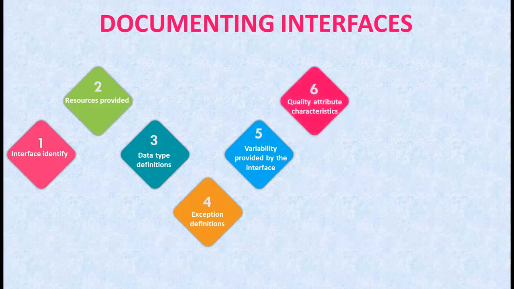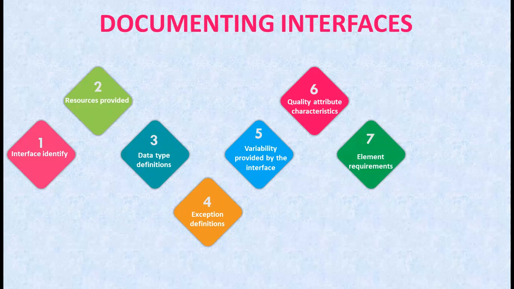Sixth one is quality attribute characteristics. Here the architect needs to document what quality attribute characteristics, such as performance or reliability, the interface makes known to the element's users. Now, seventh one is element requirements. What the element requires may be specific, named resources provided by other elements. Here the documentation obligation is the same as for resources provided: syntax, semantics, and usage restrictions.